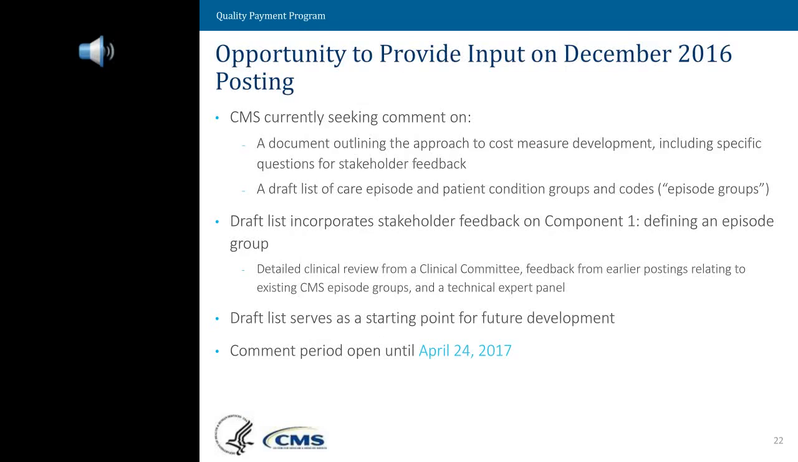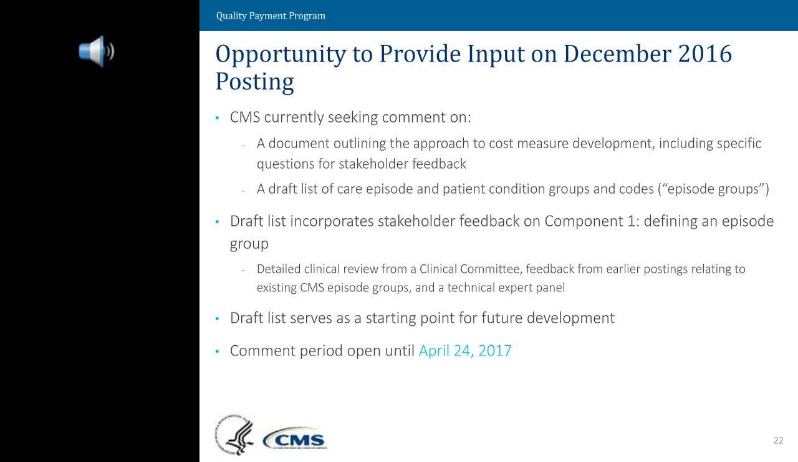In terms of opportunities to provide input on the December 2016 posting, CMS is currently seeking comments on the document which outlines the approach to cost measure development, including specific questions for stakeholder feedback at the end of that document. And CMS is currently seeking comment on the draft list of care episode and patient condition groups and codes, collectively referred to as episode groups.